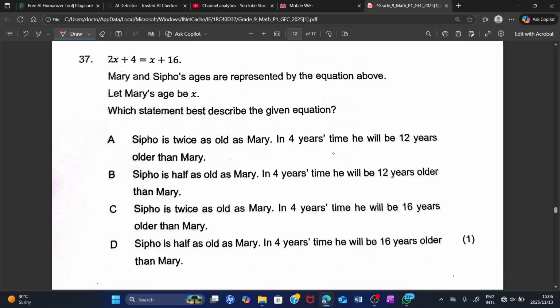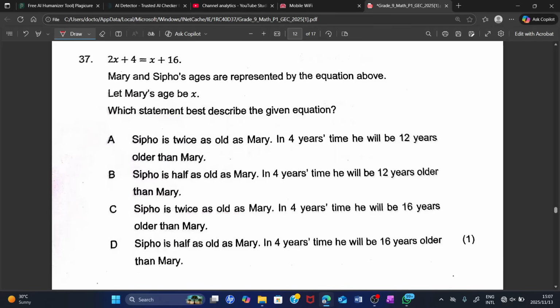All right. Mary and Sipho's ages, we're given that 2x plus 4 is equal to x plus 16. So what are we given? Mary and Sipho's ages are represented by the equation. Let Mary's age be x. Which statement best describes the given equation?